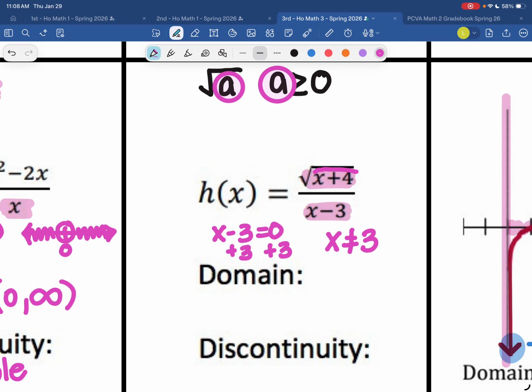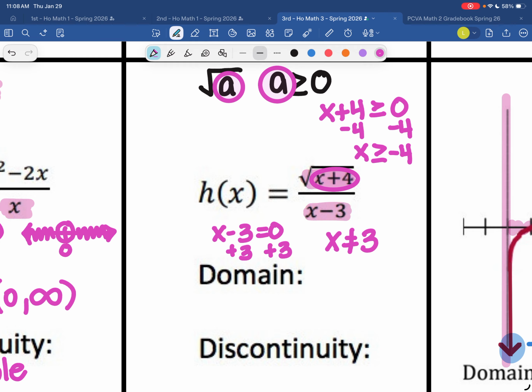So I have x plus 4 inside of the square root. So because I have x plus 4 inside the square root, I'm going to say x plus 4 is greater than or equal to 0. I can actually solve it just like I did the equation. And I have that x has to be greater than or equal to negative 4.